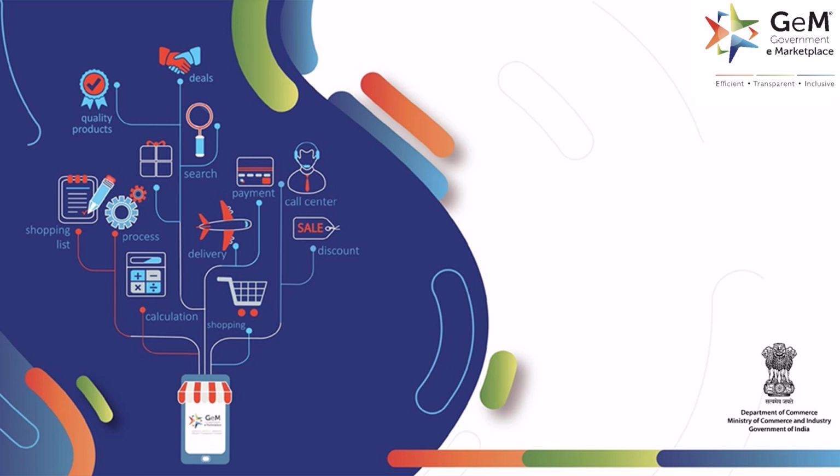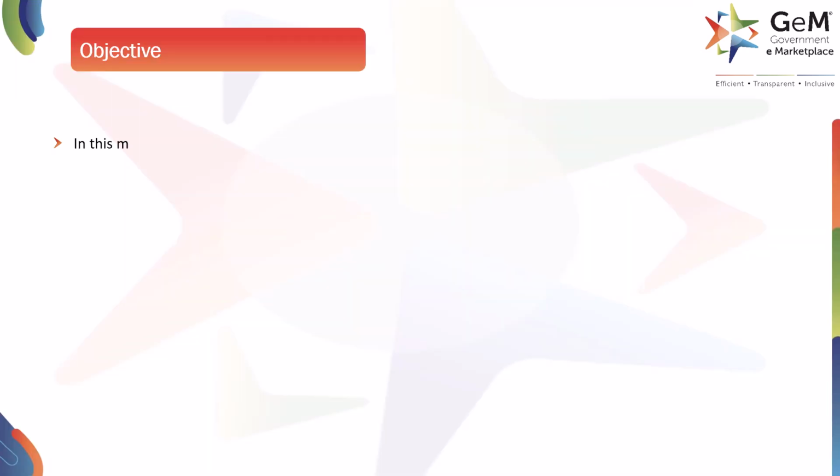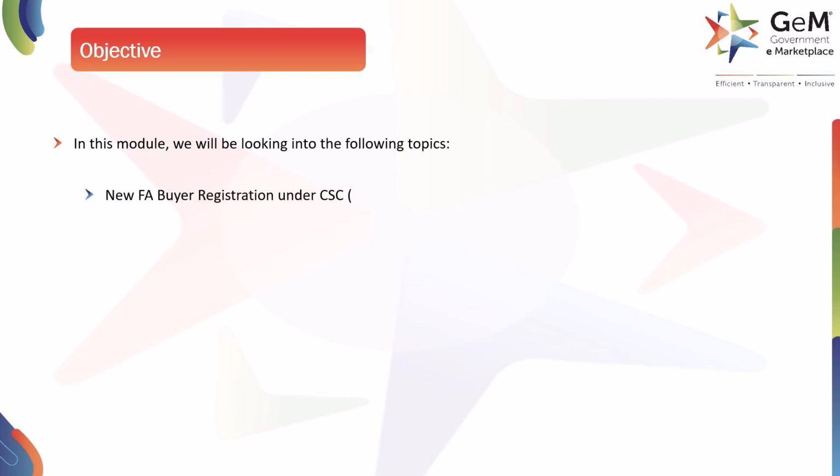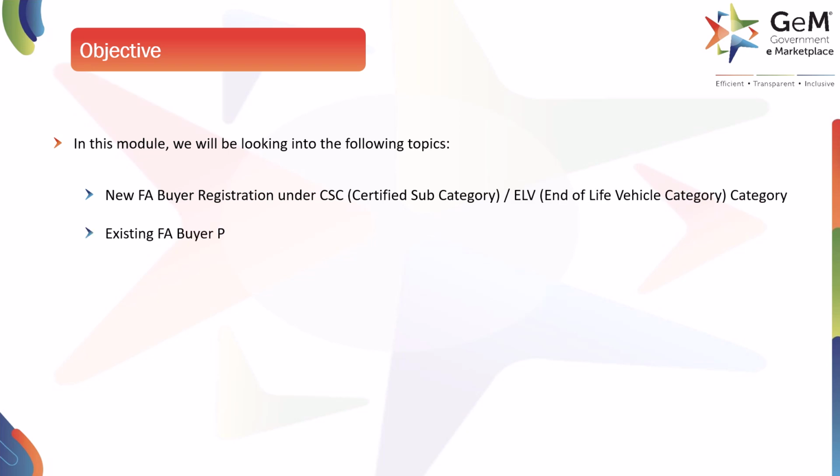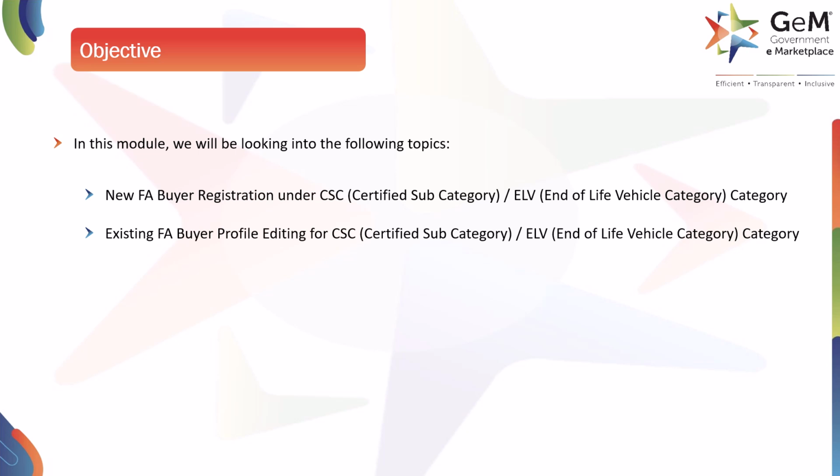In this module, we will discuss forward auction buyer registration for CSC ELV category. In this module, we will be looking into the following topics: new FA buyer registration under CSC certified subcategory, ELV end of life vehicle category, and existing FA buyer profile editing for CSC certified subcategory, ELV end of life vehicle category.